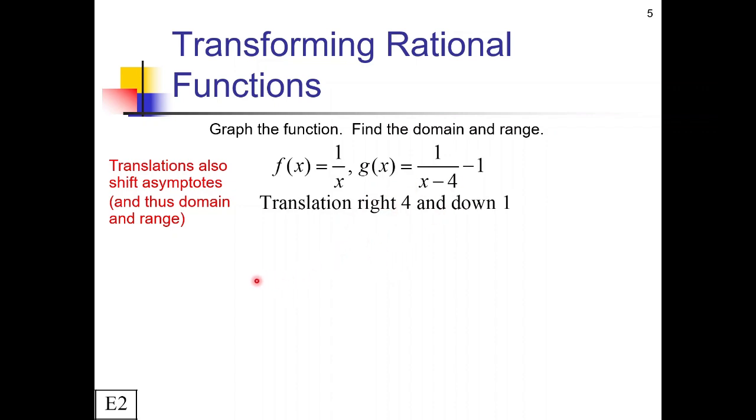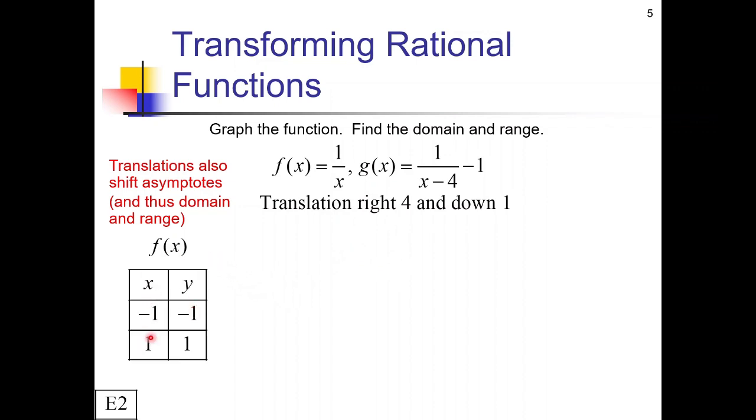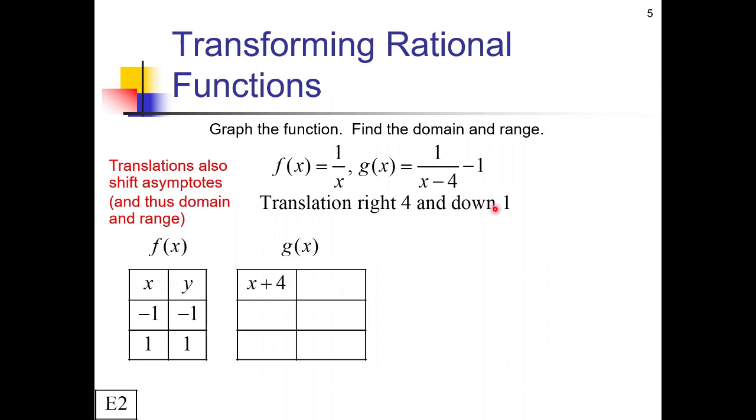All right, so just like before, let's write out our parent table. We have -1, -1, and 1, 1. And for my g function now, changing my x and y values, since I'm going right 4, I'm going to use x plus 4 as my new rule. Since I'm going down 1, I'm going to have y minus 1. So we've got -1 plus 4 is going to be now 3. 1 plus 4 is 5. And then over here we have -1 minus 1 is -2. And 1 minus 1 is 0.